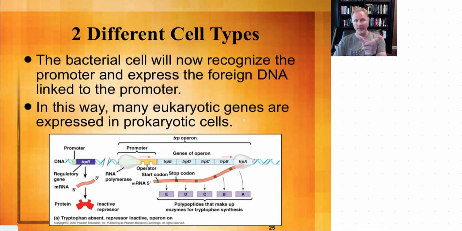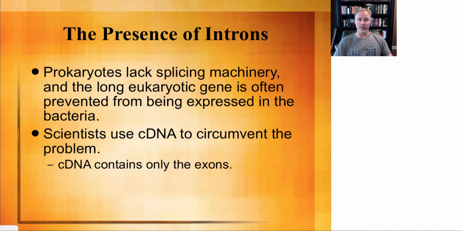Okay, so those bacteria will recognize that foreign DNA and just express it as though it were their own. So this is how they get eukaryotic genes to be expressed in prokaryotic cells.